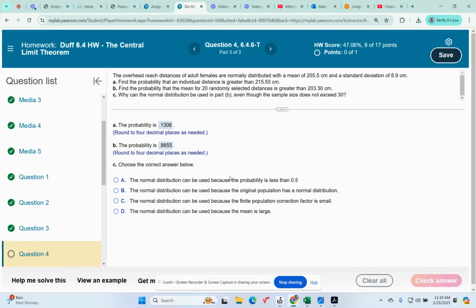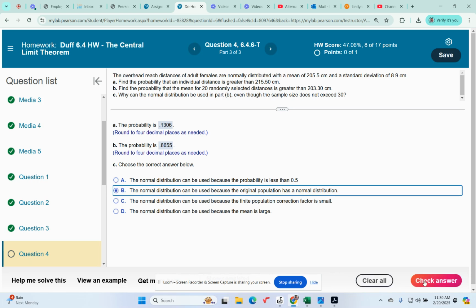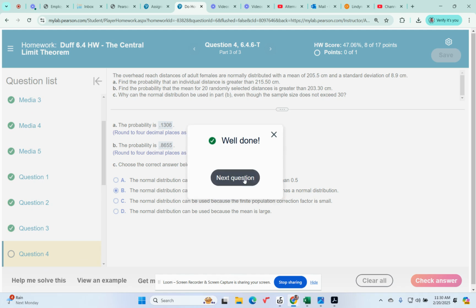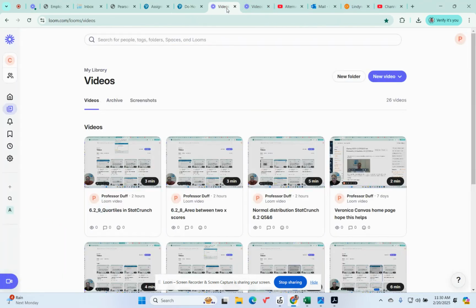And now the question is, why can the normal distribution be used even though the sample size does not exceed 30? Because they tell us in the problem that the overhead reach distances are normally distributed. So it's A: normal distribution can be used because the original population is normally distributed. And that ends this lesson.